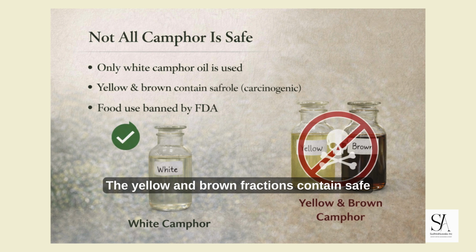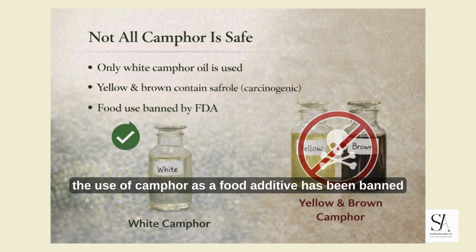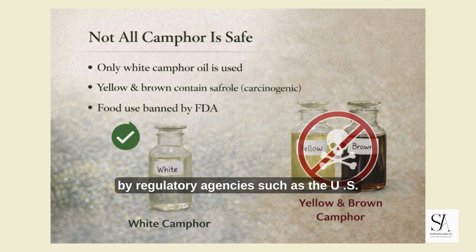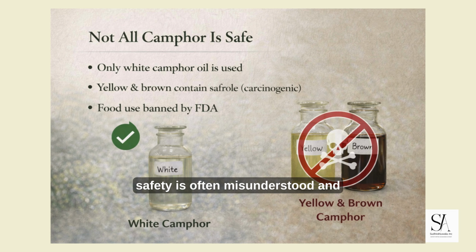The yellow and brown fractions contain saffrol, a compound identified as carcinogenic. Because of this risk, the use of camphor as a food additive has been banned by regulatory agencies such as the U.S. Food and Drug Administration. This distinction between natural origin and biological safety is often misunderstood and deserves careful attention.